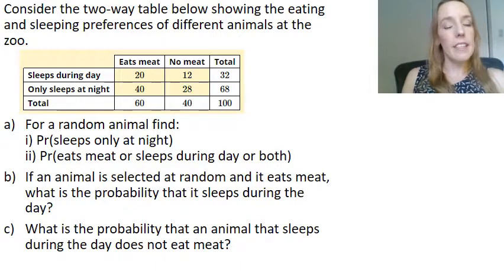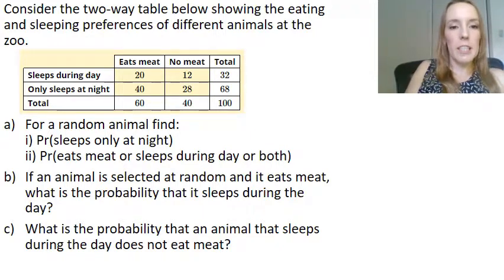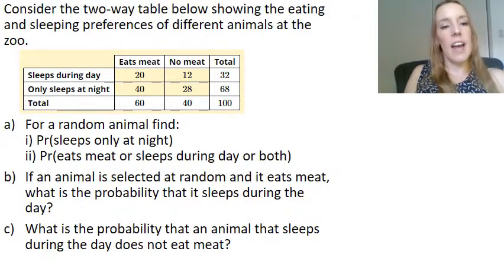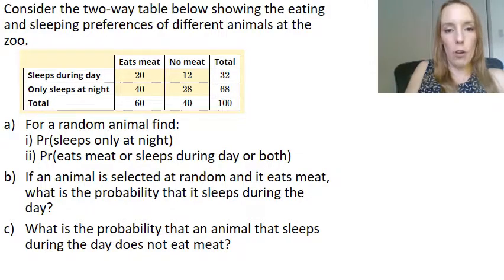Okay, so another example. Consider the two-way table below showing the eating and sleeping preferences of different animals in the zoo. So we've got eats meat and doesn't eat meat, and sleeps during the day and only sleeps at night. And obviously the total there was 100 animals. So for a random animal, find the probability that it sleeps only at night.